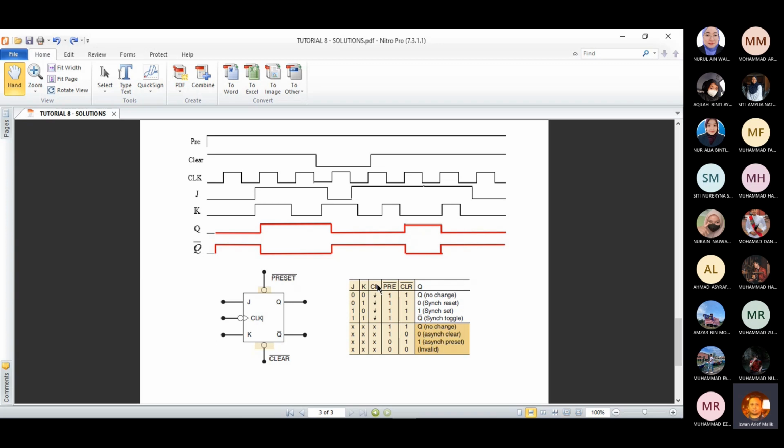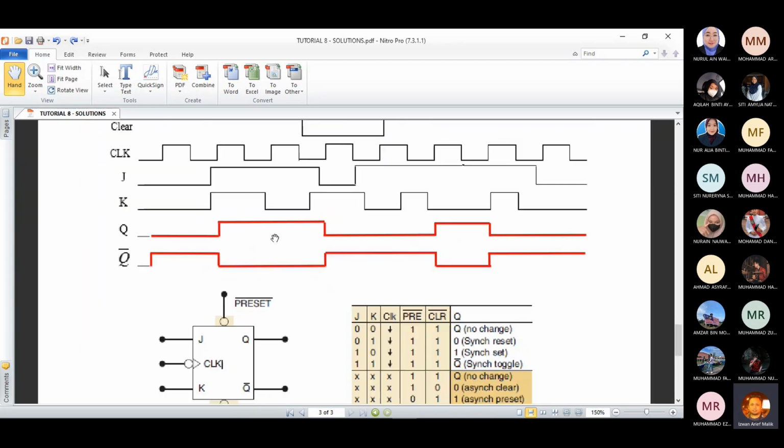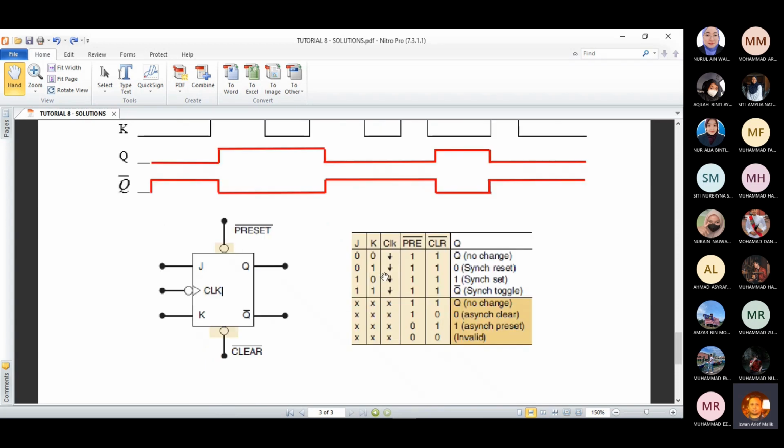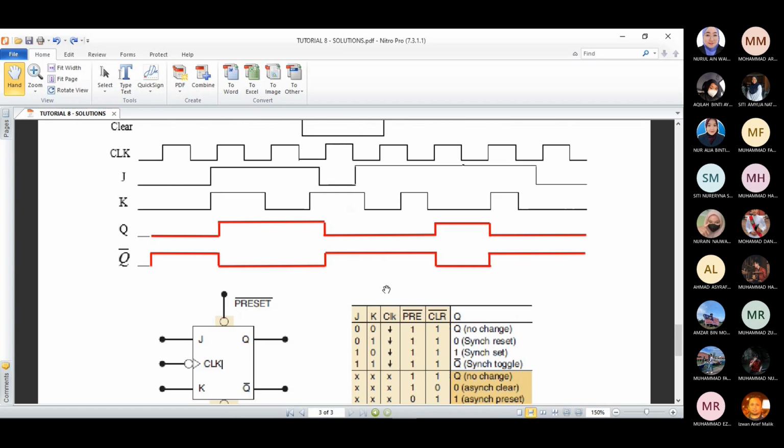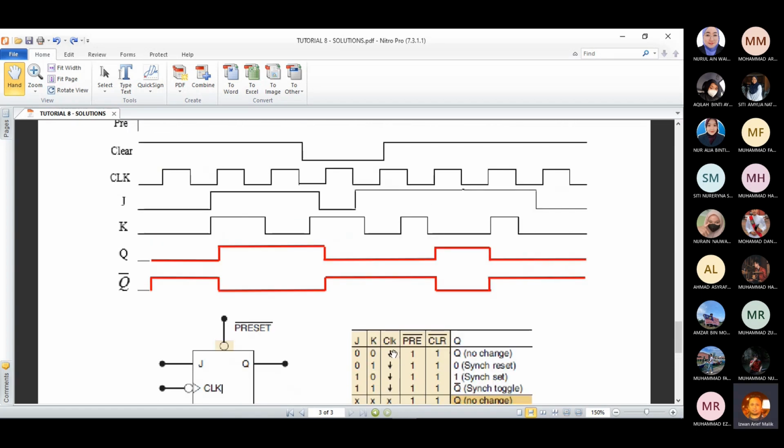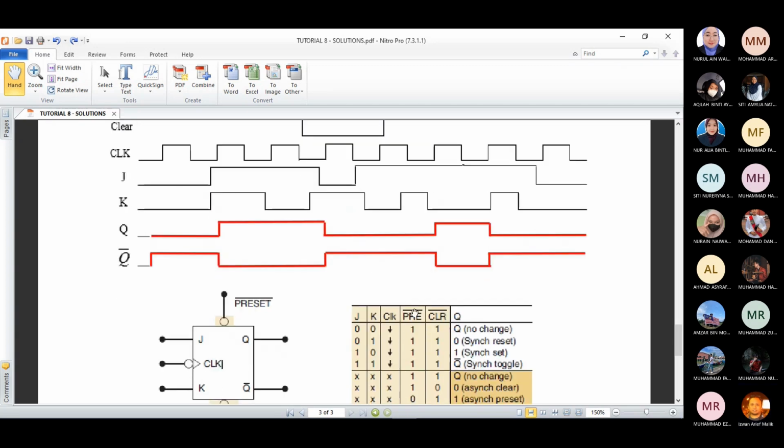Cuma dekat sini dia bagi ketika sebab dia negative going transition. So dia bagi pada dia punya clock tu pada what we call it, pada negative punya time lah, from 1 to 0. Okay, so my solution ni pun sebenarnya kena ubah sikit sebab saya buat ketika positive going transition. Okay, so you look for the clock punya symbol. Right. Okay, so it is going from 1 to 0. So kita tengoklah dekat sini.